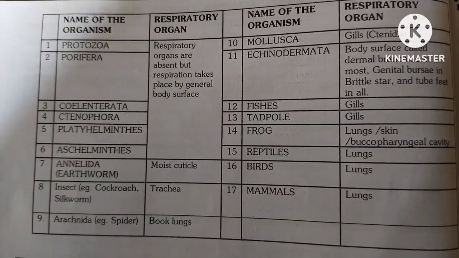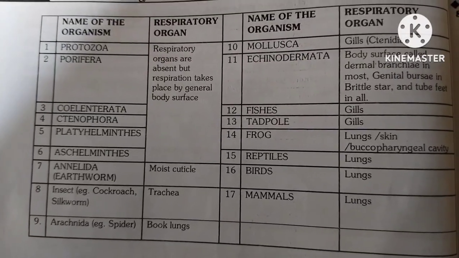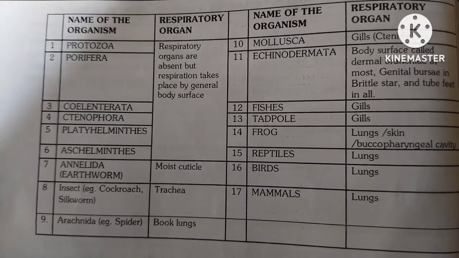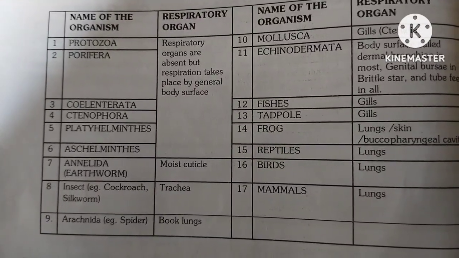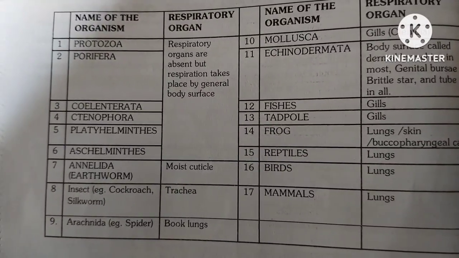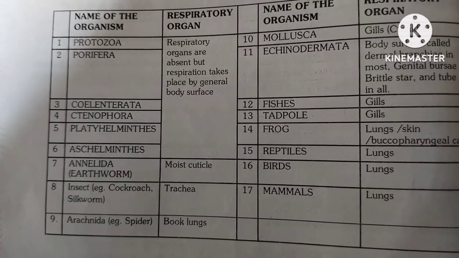Name of the organism and respiratory organ. Protozoa, Porifera, Coelenterata, Ctenophora, Platyhelminthes, Aschelminthes: respiratory organs are absent, but respiration takes place by the general body surface.